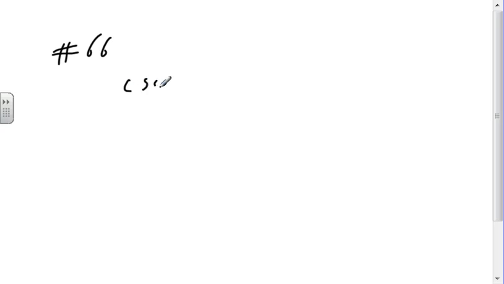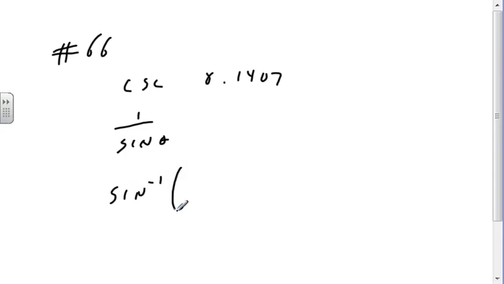All right, well, we want the cosecant of 8.1407. And we know the cosecant is 1 over the sine, 1 over the sine of theta. Okay, so what we're going to do is go 1 divided by the arc sine. No, we aren't. We go the arc sine of 1 divided by 8.1407. So arc sine of 1 divided by 8.1407, close parentheses, hit the enter key.